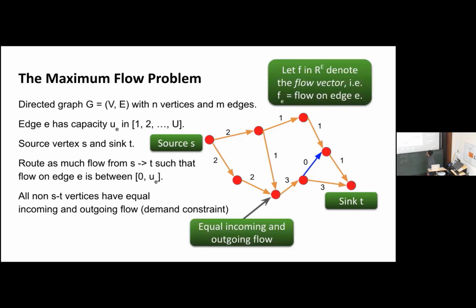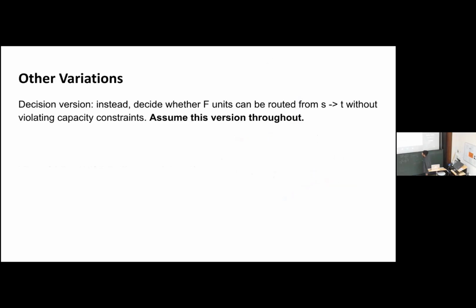And in general, for the purposes of this talk, we're going to let f in the space R to the E be the flow vector. So f_e is the amount of flow on edge e, let's say in the direction given by the edge.